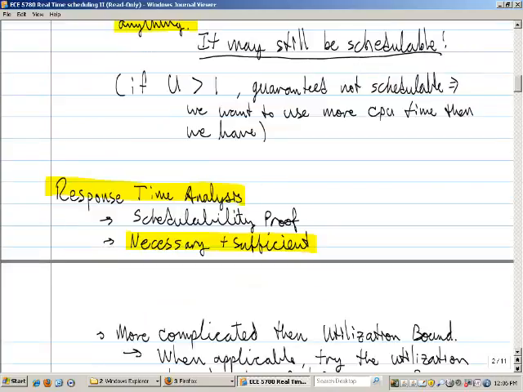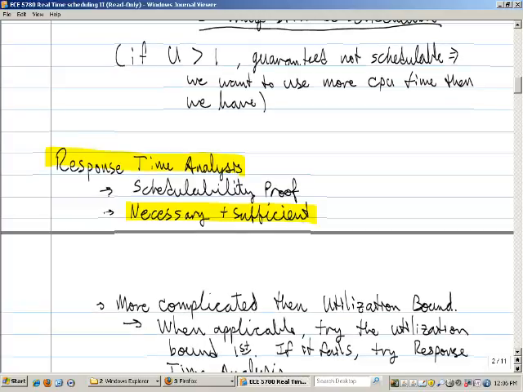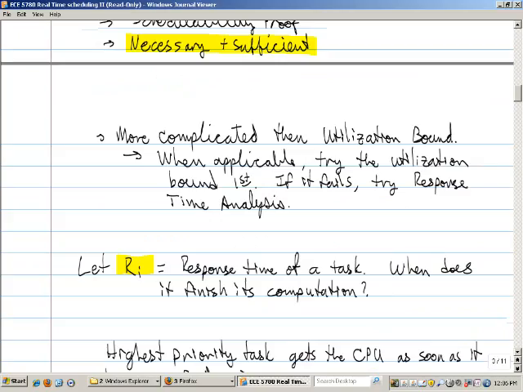So what we do is we do response time analysis. Over here we are looking for a schedulability proof that yes, the system is indeed schedulable, and we want to make sure that it is a necessary and sufficient condition. It's a lot more complicated than the utilization bound, and that is one reason it's always recommended that you use the utilization bound equation first because of its simple nature. If it fails, then use anything that is complicated.